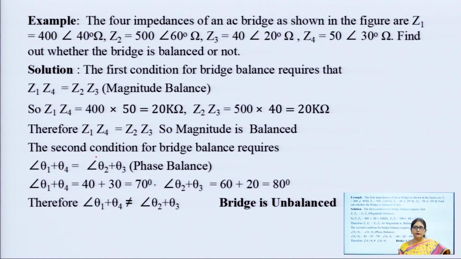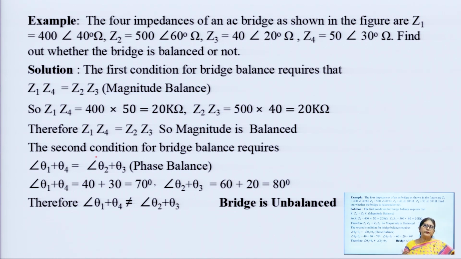Similarly, there is one more numerical, where we have to find out whether the bridge is in the balanced or the unbalanced condition. Again, two conditions should be fulfilled: one is the magnitude balance condition, and the other is the phase balance condition. As we see in this equation, Z1 Z4 is equal to 20 kilo ohm and Z2 Z3 is also 20 kilo ohm. So Z1 Z4 is equal to Z2 Z3, and the magnitude is in balance condition.